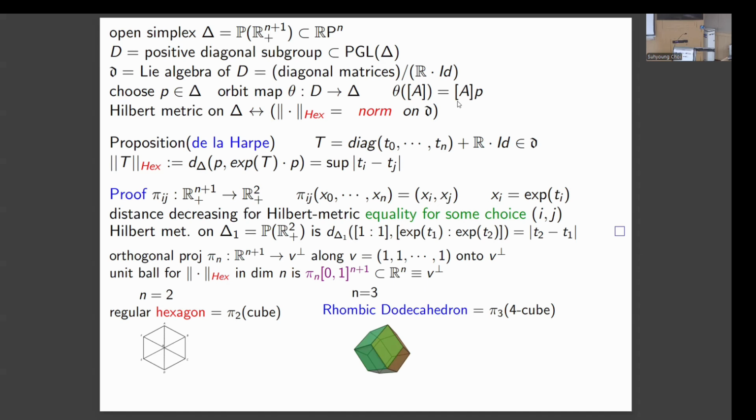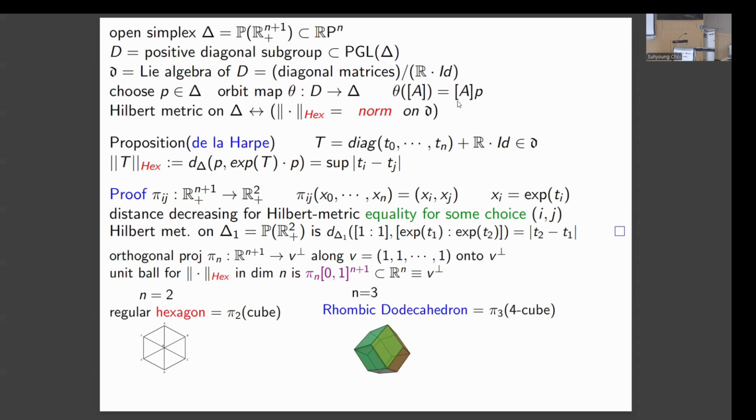So from that, you can understand what the unit ball of this metric is. To understand what the unit ball is, think about taking the vector in Euclidean space of dimension n+1 where all the coordinates are 1.